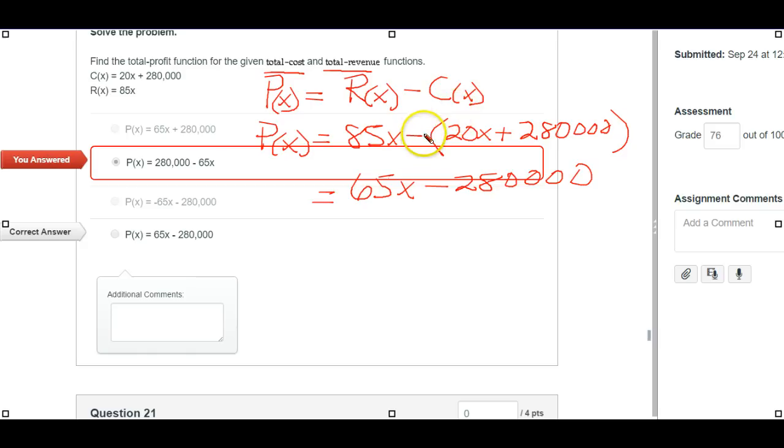Okay, so again, another way of doing that, you could have written the step, take away the parenthesis, this becomes negative. Taking away the parenthesis, this becomes negative here as well. And then you can take away the parentheses now. So 85x minus 20x is 65x, and just this.